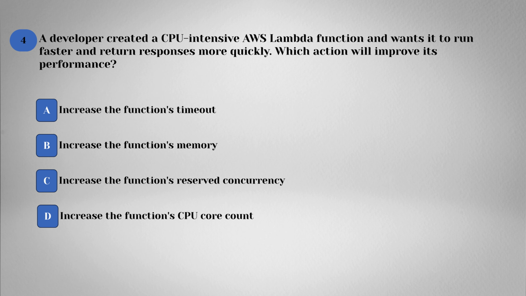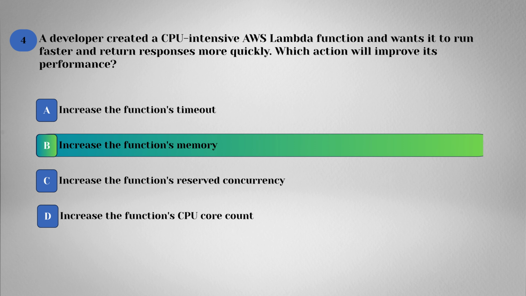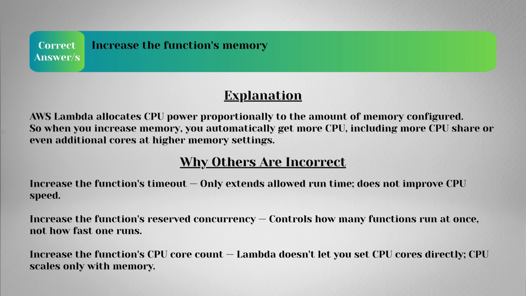A developer created a CPU-intensive AWS Lambda function and wants it to run faster and return responses more quickly. Which action will improve its performance? Correct answer, increase the function's memory. Explanation: AWS Lambda allocates CPU power proportionally to the amount of memory configured. So when you increase memory, you automatically get more CPU, including more CPU share or even additional cores at higher memory settings. Why others are incorrect?